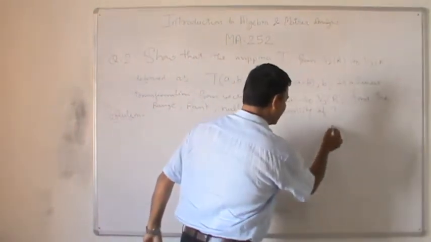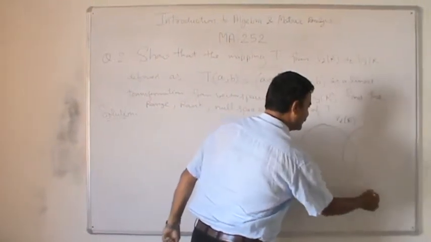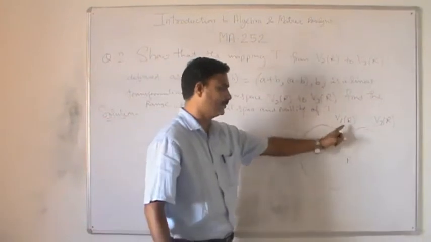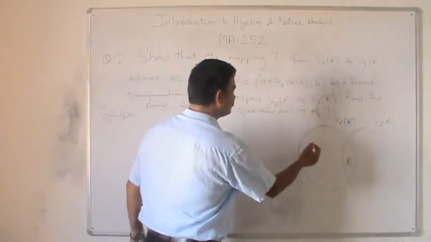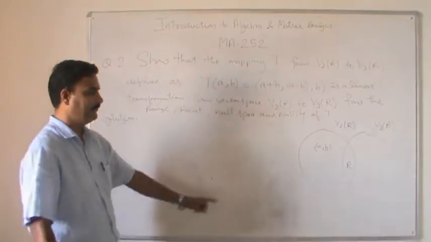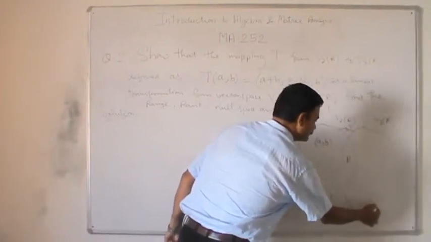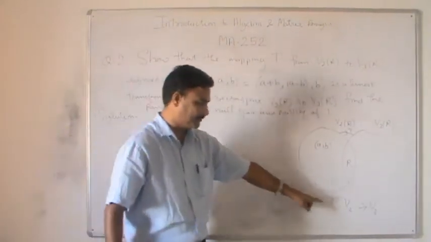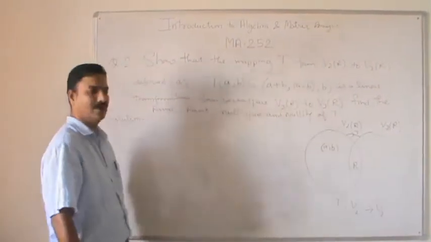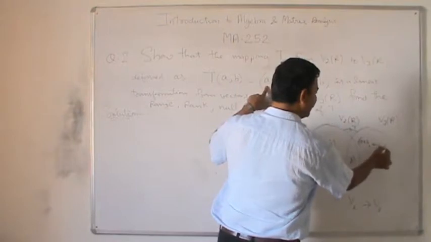So let us consider a vector space V2(R). This is our two-dimensional vector space, and this is the three-dimensional vector space V3(R), having R as a field, and this field is common to both V2(R) and V3(R). If we consider a two-dimensional vector (a, b), which is a member of V2(R), and if we operate T, because T is a mapping defined from vector space V2 to vector space V3, the resulting three-dimensional vector will be (a plus b, a minus b, b).